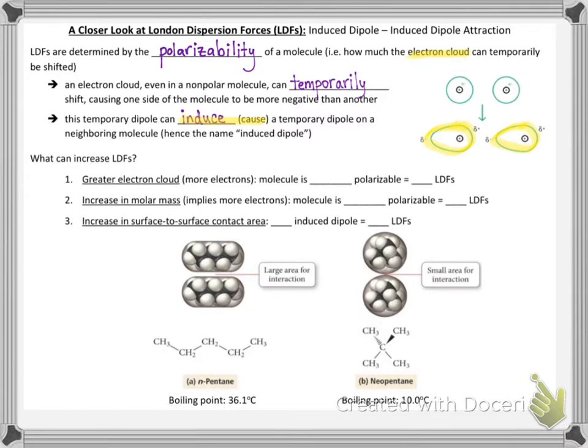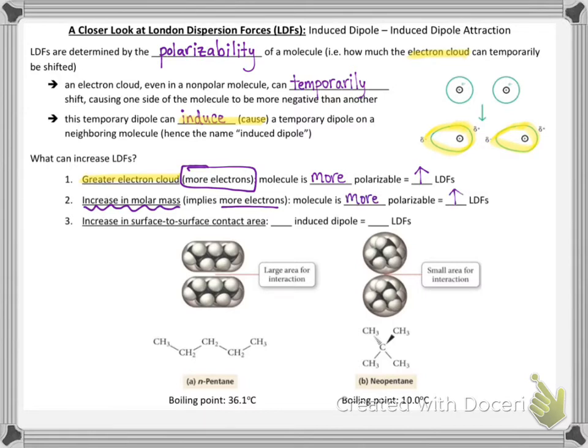The most important thing you need to know about what causes LDFs to be stronger is having more electrons. So if you have a greater electron cloud, aka more electrons, the molecule is going to be more polarizable, more squishy, and the induced dipoles will be stronger, so there will be stronger LDF attractive forces. One of the things you consider when looking for LDFs is molar mass, because if you're comparing two things that have different molar masses, well, an increase in molar mass implies more electrons, which is the thing we're looking for, which means the molecule is more polarizable and has stronger LDFs.